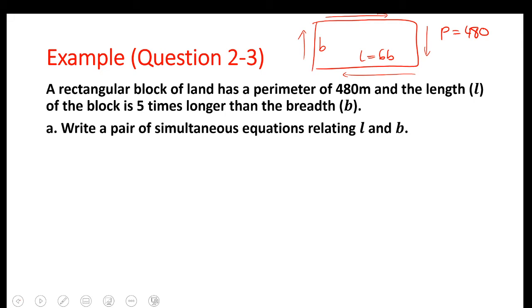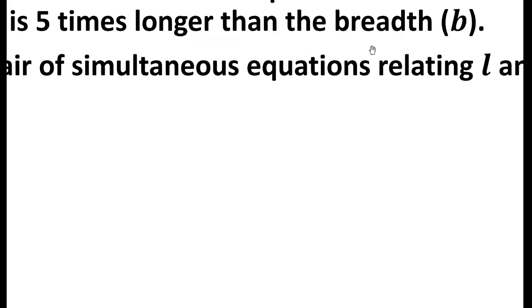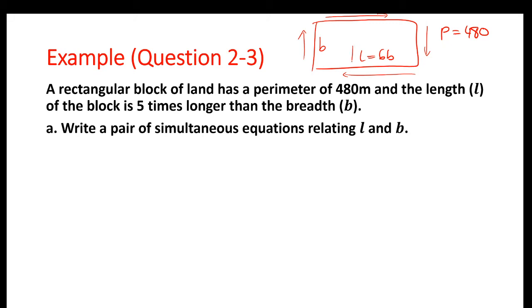Part A. Write a pair of simultaneous equations relating L and B. So I've already got one of my equations already, and it's in this part here. So I know that L is equal to 6B. So that is one of my equations already. L is equal to 6B. So this is equation 1. Now my other equation, equation 2.